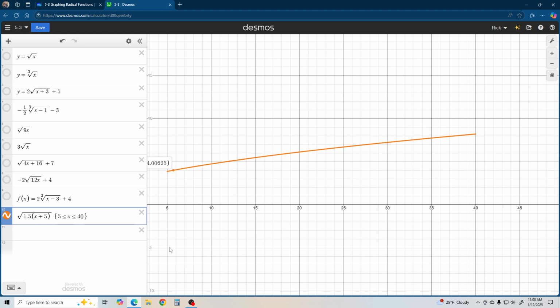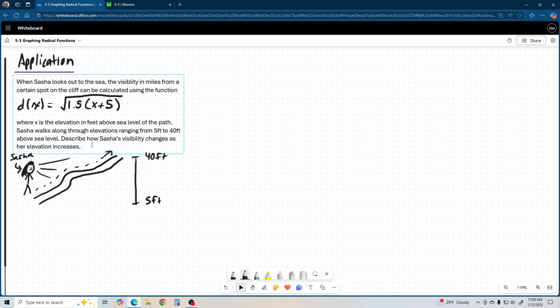And that's kind of the case for all radical functions. So if you wrote that down, that would be a reasonable answer, right? Because it doesn't ask you for any specifics. But if we wanted to get more specific, it says here, describe the visibility changes as her elevation increases.